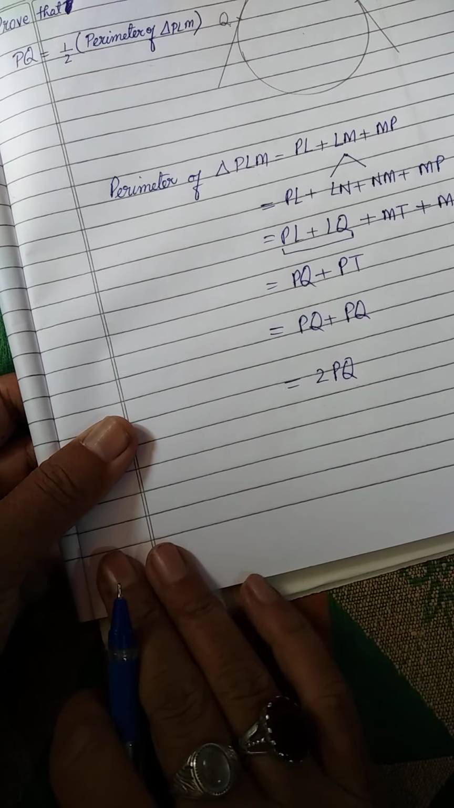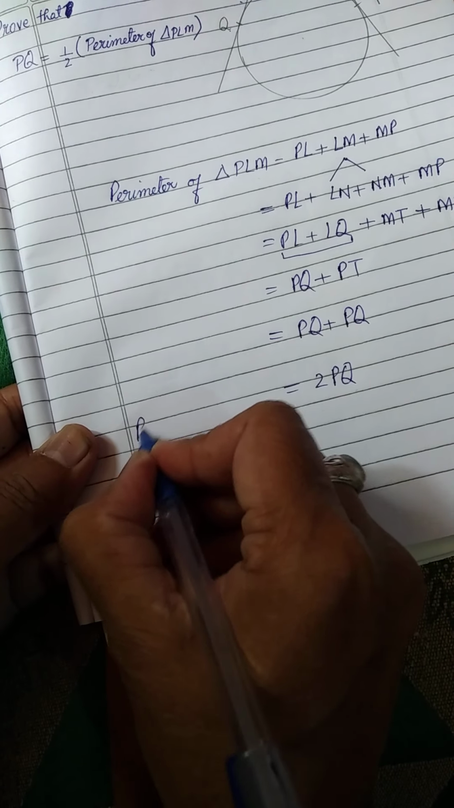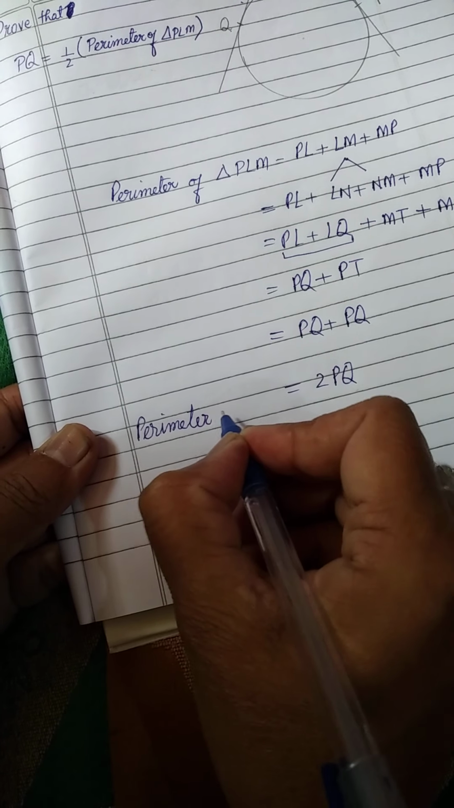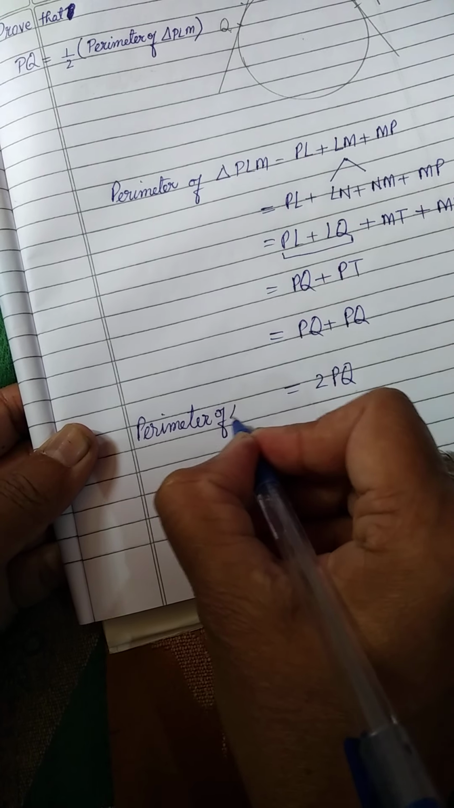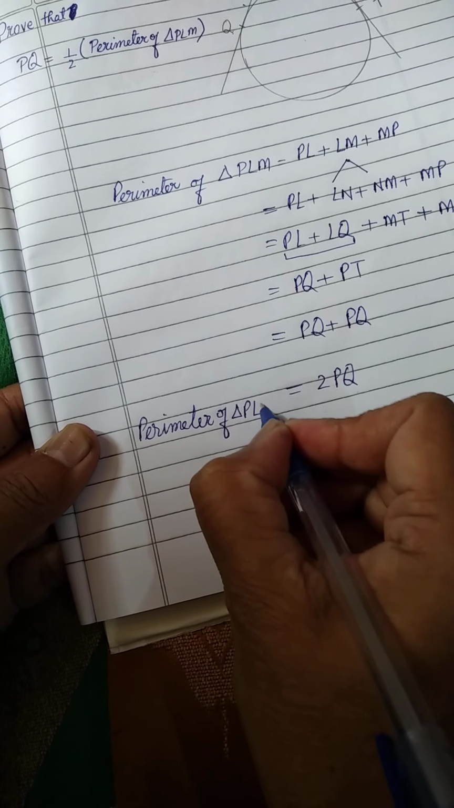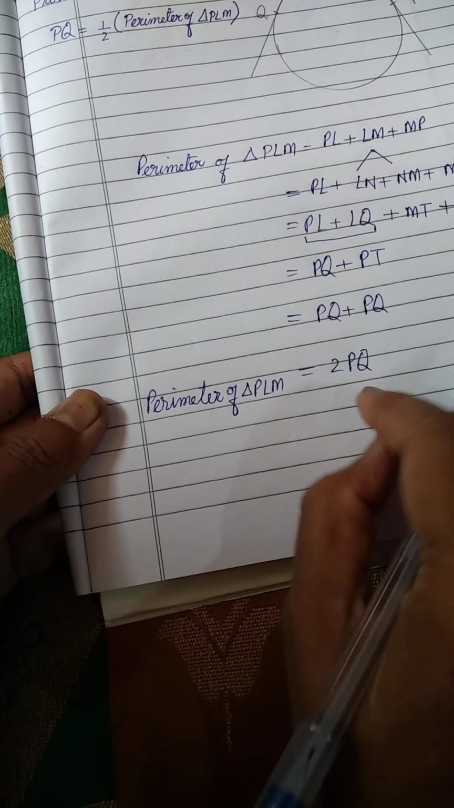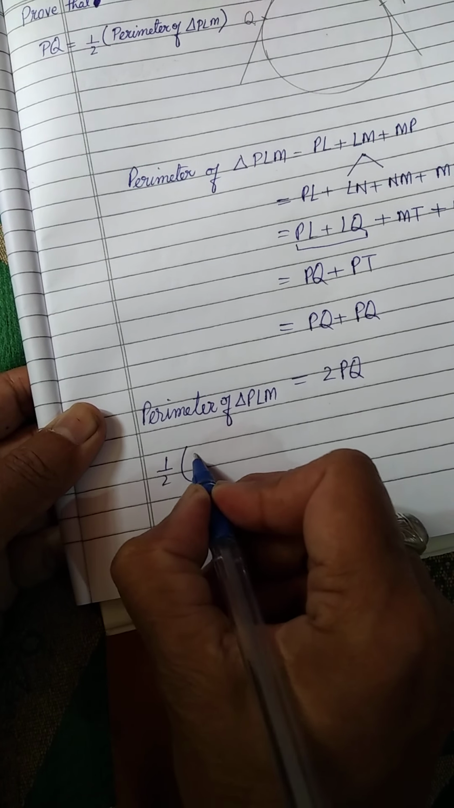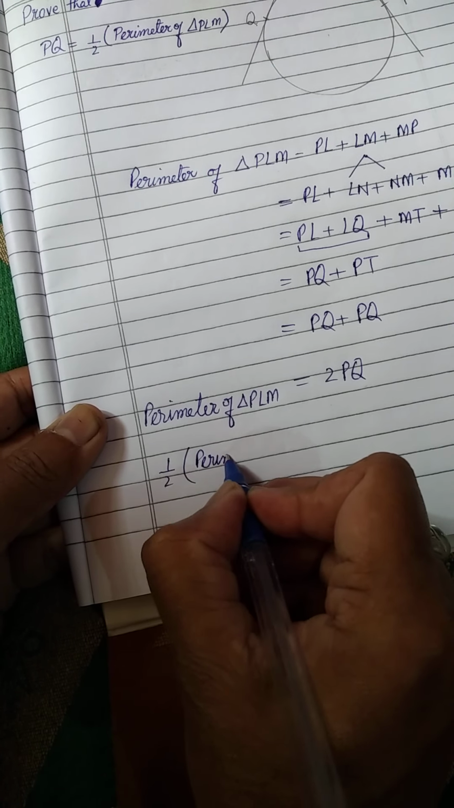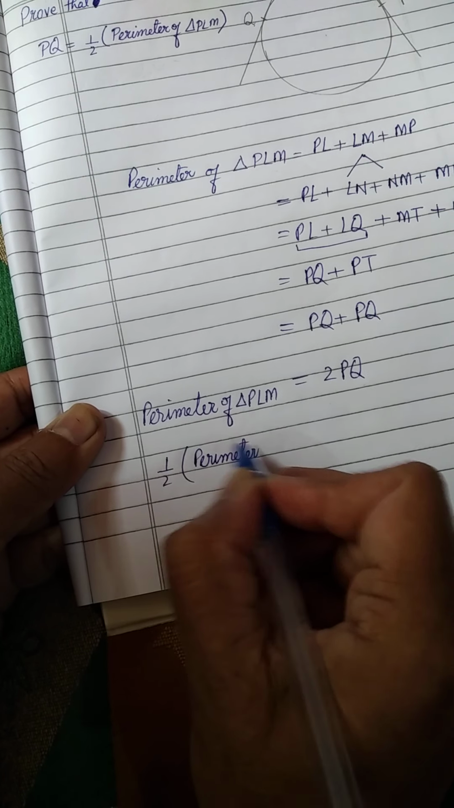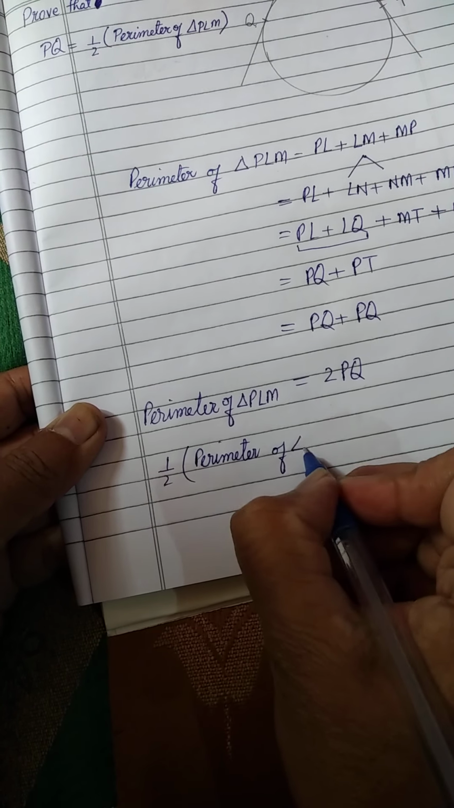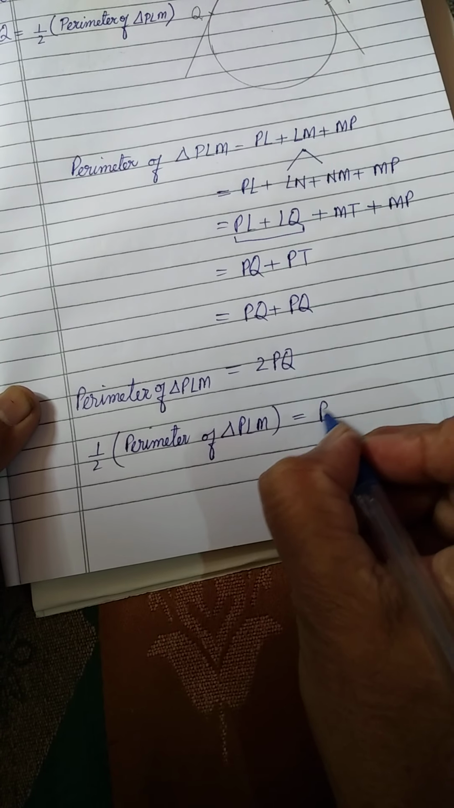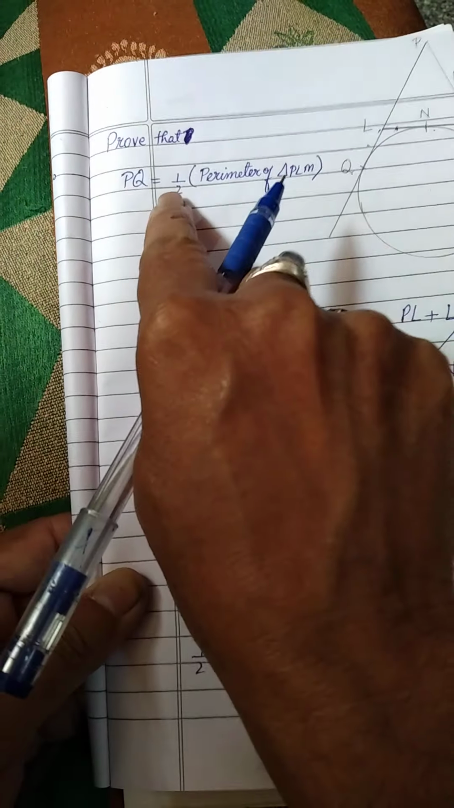Now if you solve this equation, when it comes to this side, it will become 1/2 the perimeter of triangle PLM, that is equal to PQ, and that is what we wanted to prove.